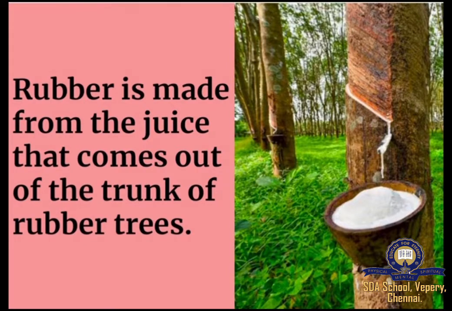Do you know what you are using? The eraser, rubber, is made from the juice that comes out of the trunk of rubber trees. Look at this picture. These are rubber trees. People give a cut on a rubber tree and they place a bowl underneath. Then the milk will flow into that bowl. Then they will collect and dry it, then it is prepared as rubber. Then we also get rubber items from that. So rubber is made from the juice that comes out of the trunk of rubber trees.